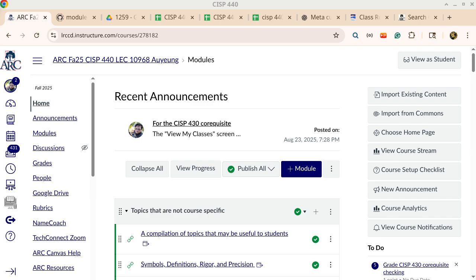So anyway, this is CISP 440, and I'm going to rely on you to read the syllabus on your own so that we don't use up another hour just to talk about the syllabus. But please read it anyway, and if you have any questions about the syllabus, let me know and we can talk about those items.